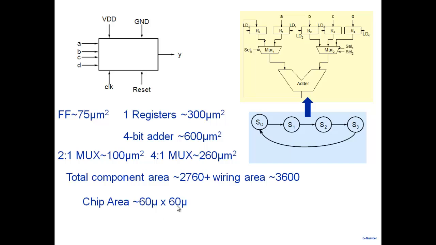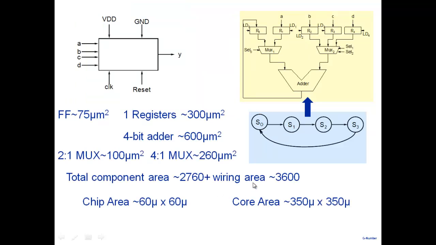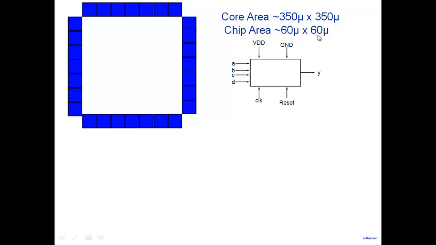That translates into a chip area of 60 micron into 60 micron. And the core area that is available is 350 micron into 350 micron. So let's put things in perspective. The IC that we are designing, we said we are going to use 26 or 28 pins. So this much area is available to me, and the complexity of the circuit that I'm designing is only 60 micron into 60 micron. We added up all the areas of everything plus some wiring area estimates. Roughly, the area is 60 micron into 60 micron.